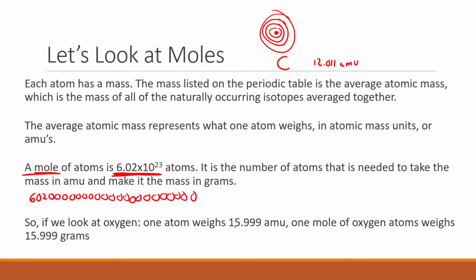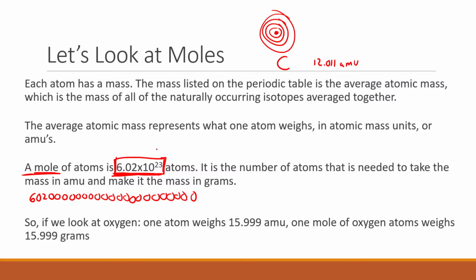Now you can have a mole of anything, the same way you can have a dozen of anything. I can go to the store and pick up a dozen eggs, a dozen donuts, a dozen pencils, I can have a dozen friends. A dozen is just a word that means a number. A mole is also just a word that means a number. And that is 6.02 times 10 to the 23rd.